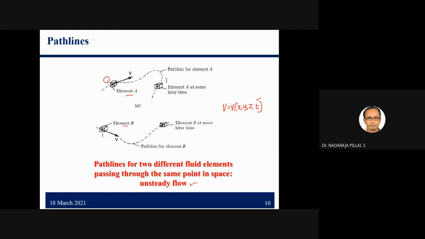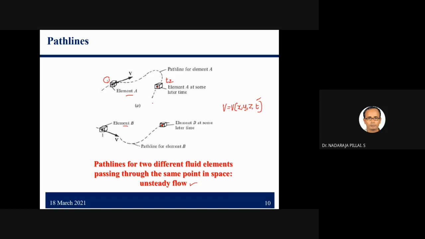Say at the later time t2, the location of the element A is here. Element B takes another path and its location is here. This normally happens in the unsteady flow, right? Path lines for two different fluid elements passing through the same point in space. Both fluid elements pass through the same point, but move in different paths.